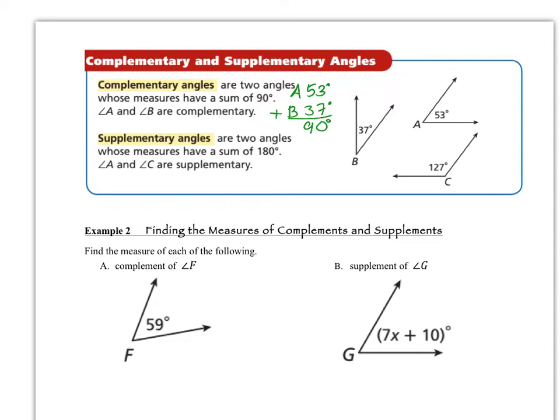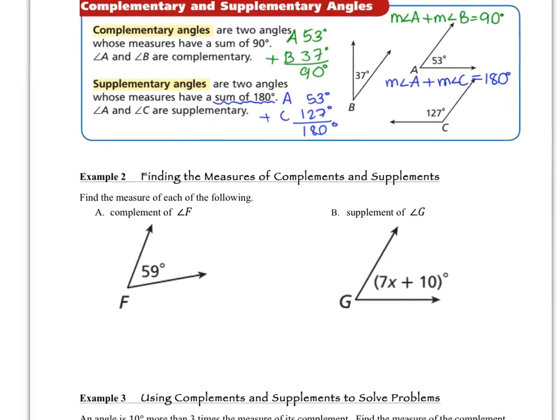Likewise, we have supplementary angles when they add up to a sum of 180 degrees. If we take two angles such as angle C and angle A, where angle A measures 53 degrees and angle C measures 127 degrees, when we add these two together, we end up with 180 degrees. So angles A and C are supplementary. Notice that complementary angles and supplementary angles don't actually have to be adjacent, but usually we do see them as adjacent.